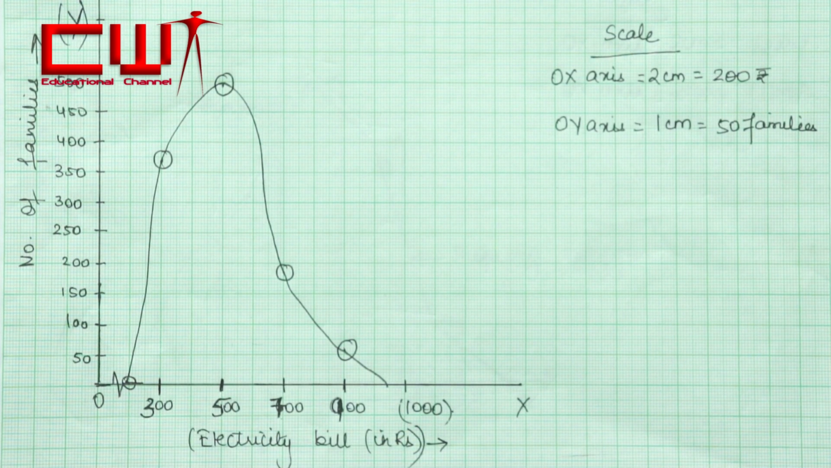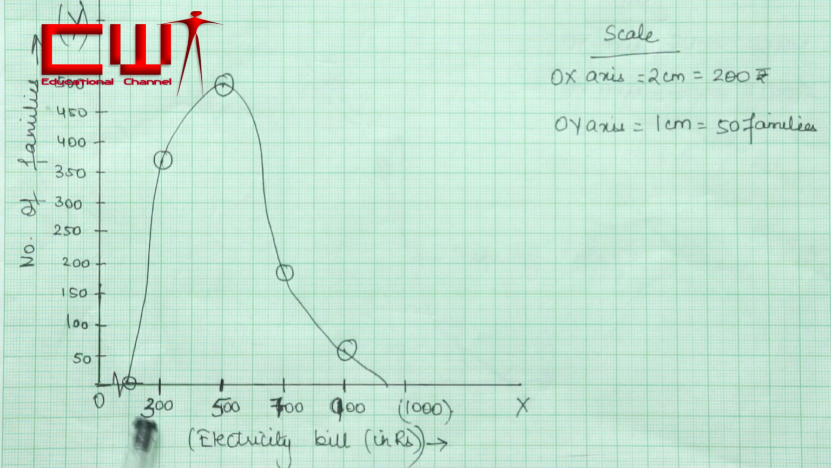So when they ask you to make a frequency polygon without the help of a histogram, you will take the midpoints of the class intervals and plot them on the OX axis. You add the first limit to the second limit, then divide by 2. That is how you will get the midpoints: 300, 500, 700, 900.